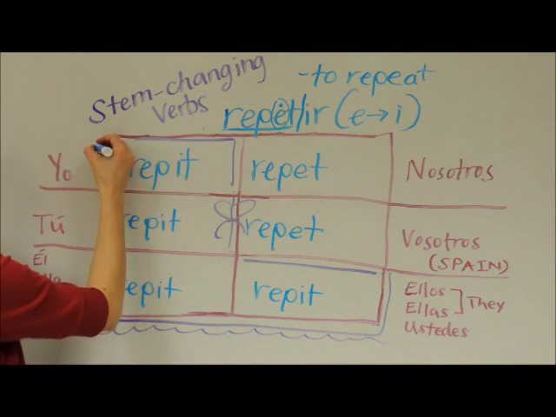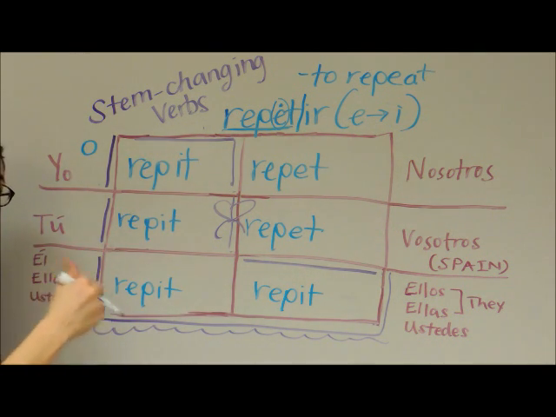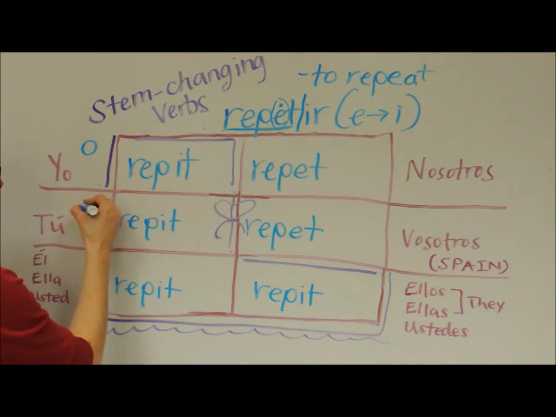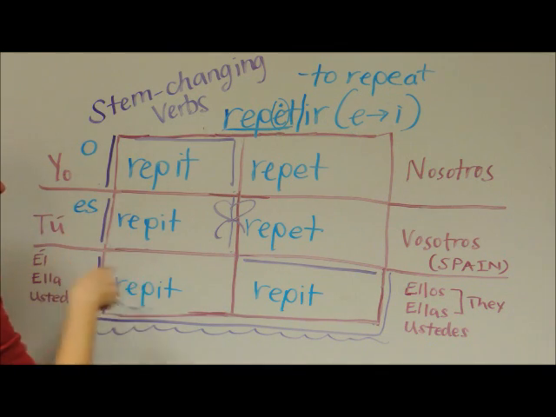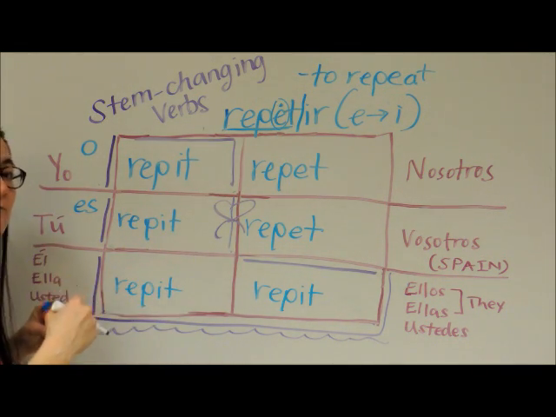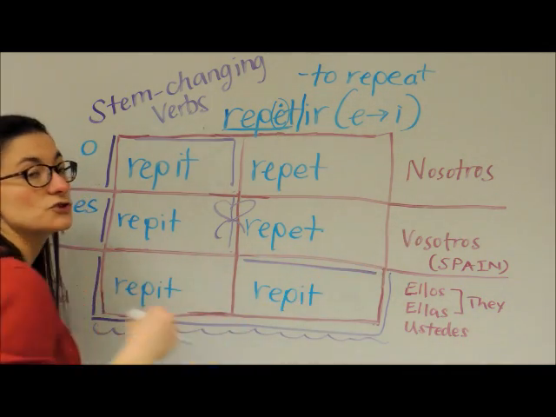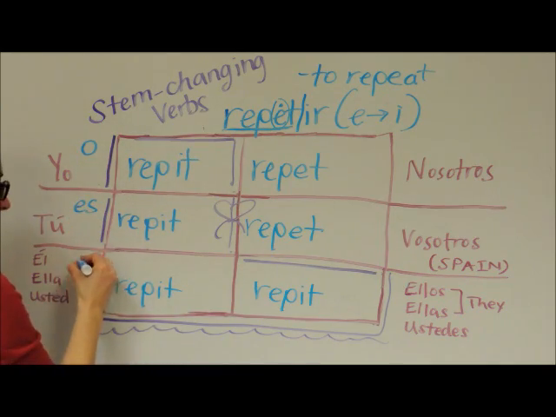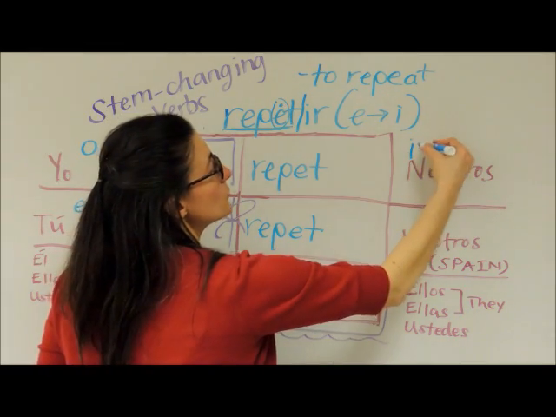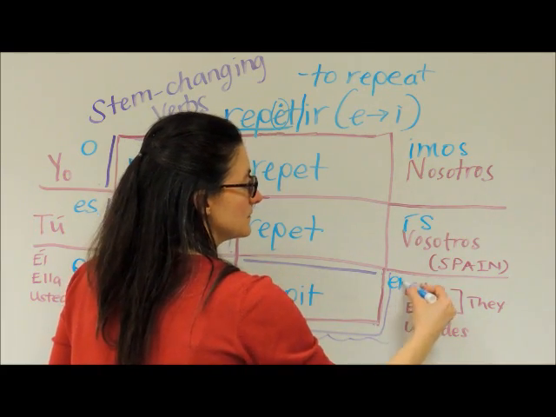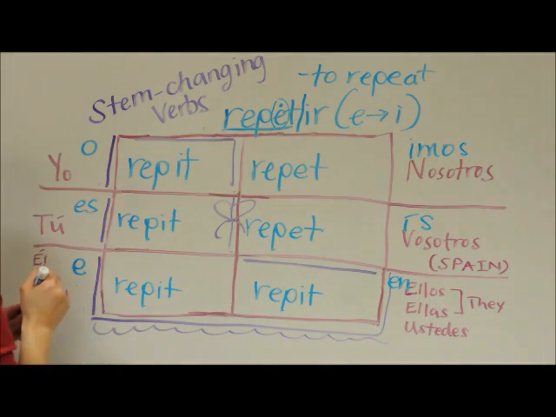So once again, let's write our IR endings on the outside to give us something to put together. For yo, it's always going to be O. For AR, ER, and IR, it's always an O. For tú, it's going to be an ES. And as you guys will see, the IR endings are exactly the same as the ER endings except for nosotros and vosotros, which is what you saw in the regular verbs as well. So, o, es, e, imos, ís, and en. Now we have these endings that we're just going to smush together.